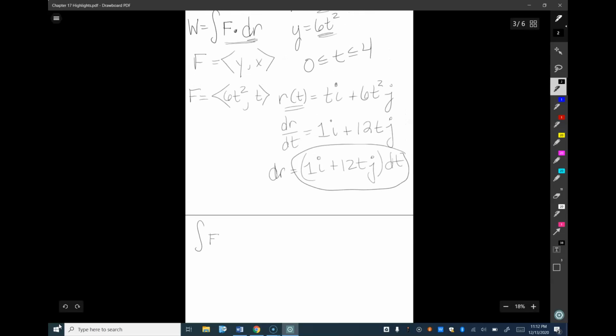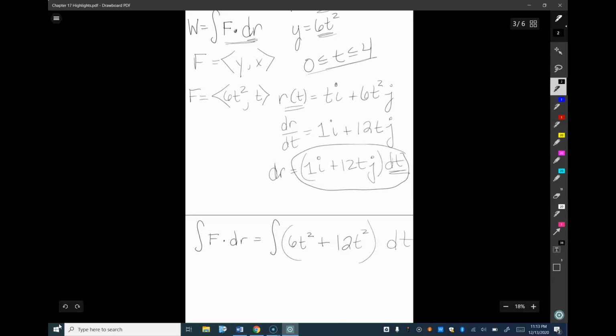So the integral of f dot dr is equal to, dr is going to get replaced with all this stuff, and we need to dot it with f. So dot product means multiply corresponding components. 6t squared times 1 is 6t squared. And remember, the answer for a dot product is a scalar. We don't separate the answer with i's and j's. We add those two products together. So now if we multiply our j components, we have 12t times t, which is 12t squared. And we have dt.